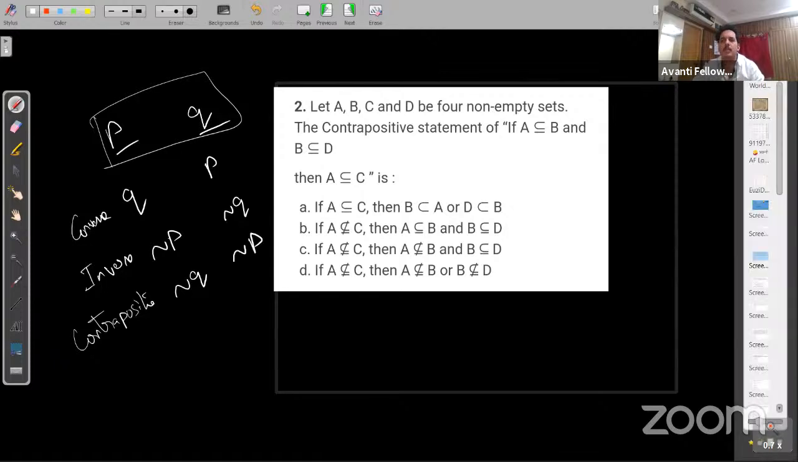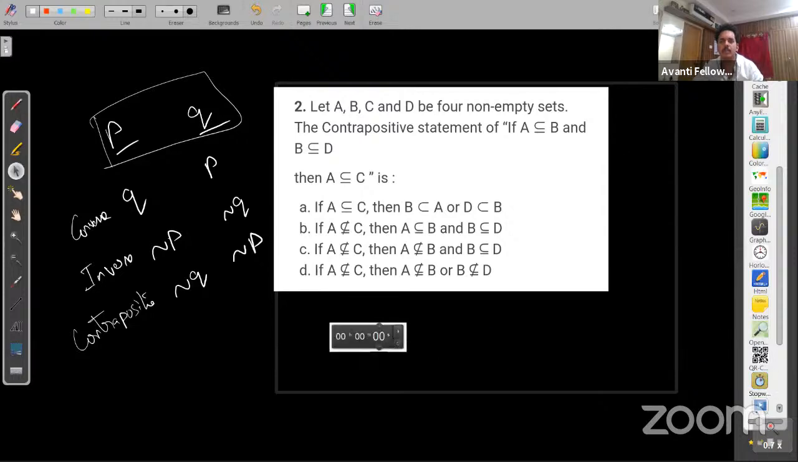Contrapositive, how to write the statement that I've explained. Contrapositive, converse, and as well as inverse also. Try to give me the answer, guys. Which option could be your answer? Try to just look at the board, everyone.